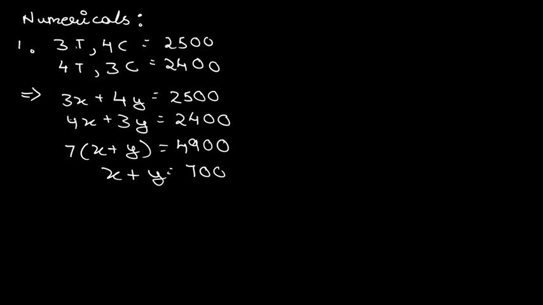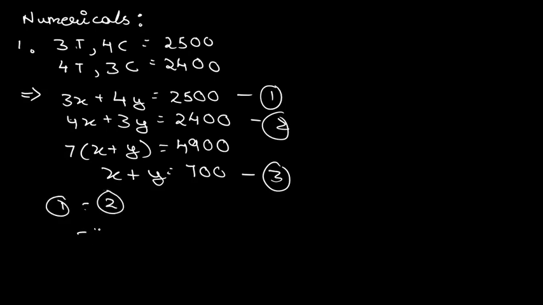Now what you can do, you can subtract equation number 2 from equation 1. You can consider this as equation number 1, this as equation number 2, and this as equation number 3. You can just subtract equation 3 from equation 4, or 4 from 3, anyways. So you will take equation number 1 and subtract equation number 2. Equation number 1 minus equation number 2, you will get minus x plus y is equal to 100 rupees.